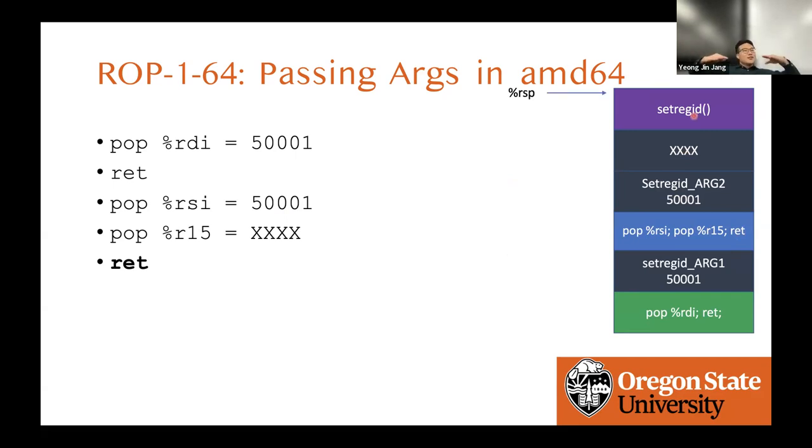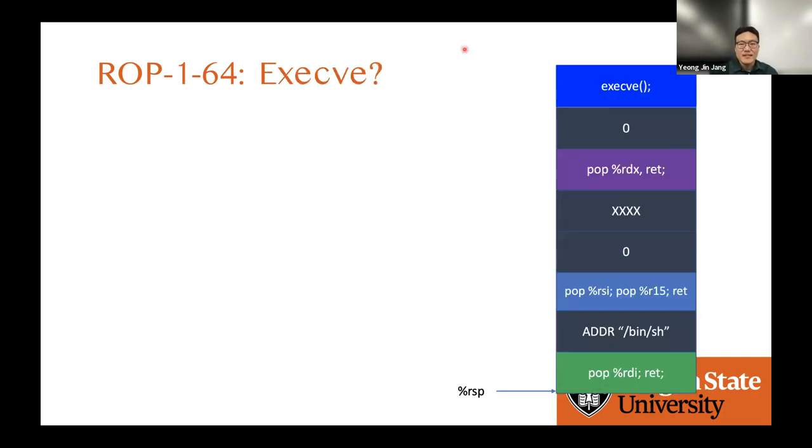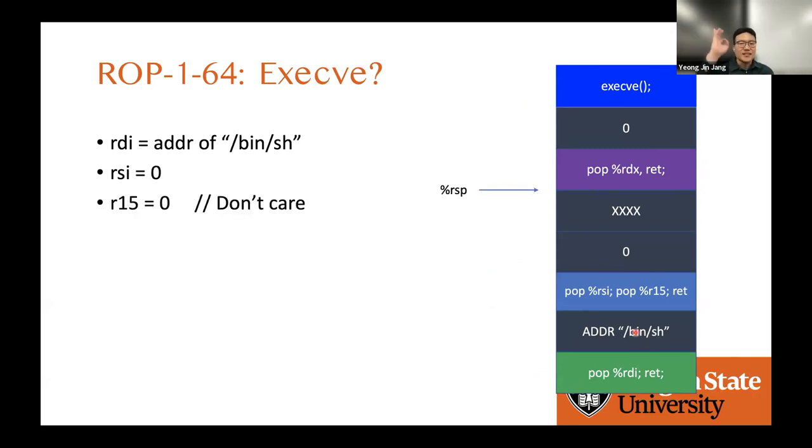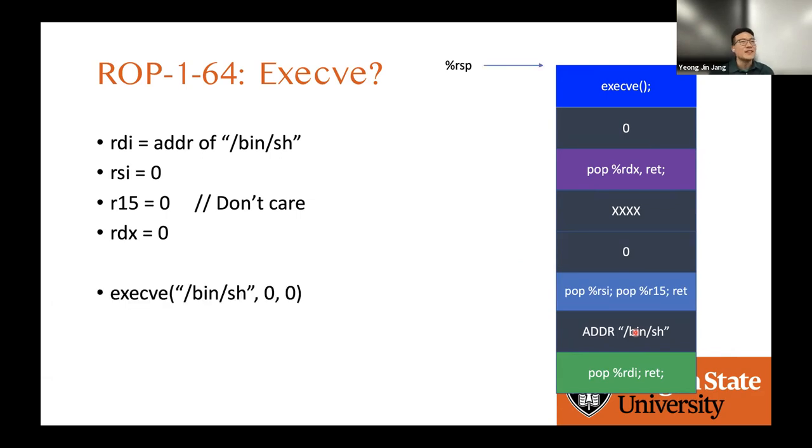So in 32-bit, you return to the function first and then the arguments are on the stack. And in 64-bit, you need to set all the arguments first and then return to the function. So that's the difference. And then this is this function call. So how can you get execve after that? We will do the same thing. Set the first argument: pop RDI and return. Then that will pop the address of /bin/sh, or the address of "A", or any kind of string in the program. And then pop RSI R15 and return, so set that as 0. And then pop RDX and return, set that as 0. And then return to execve.